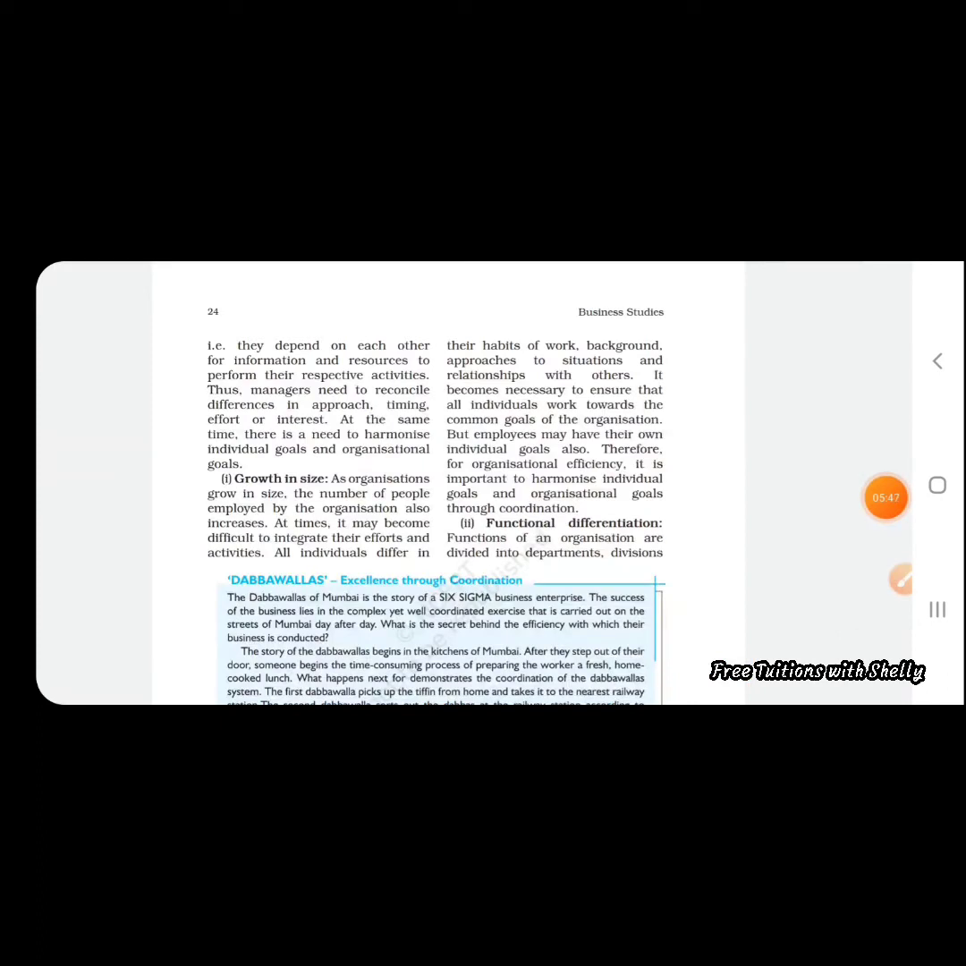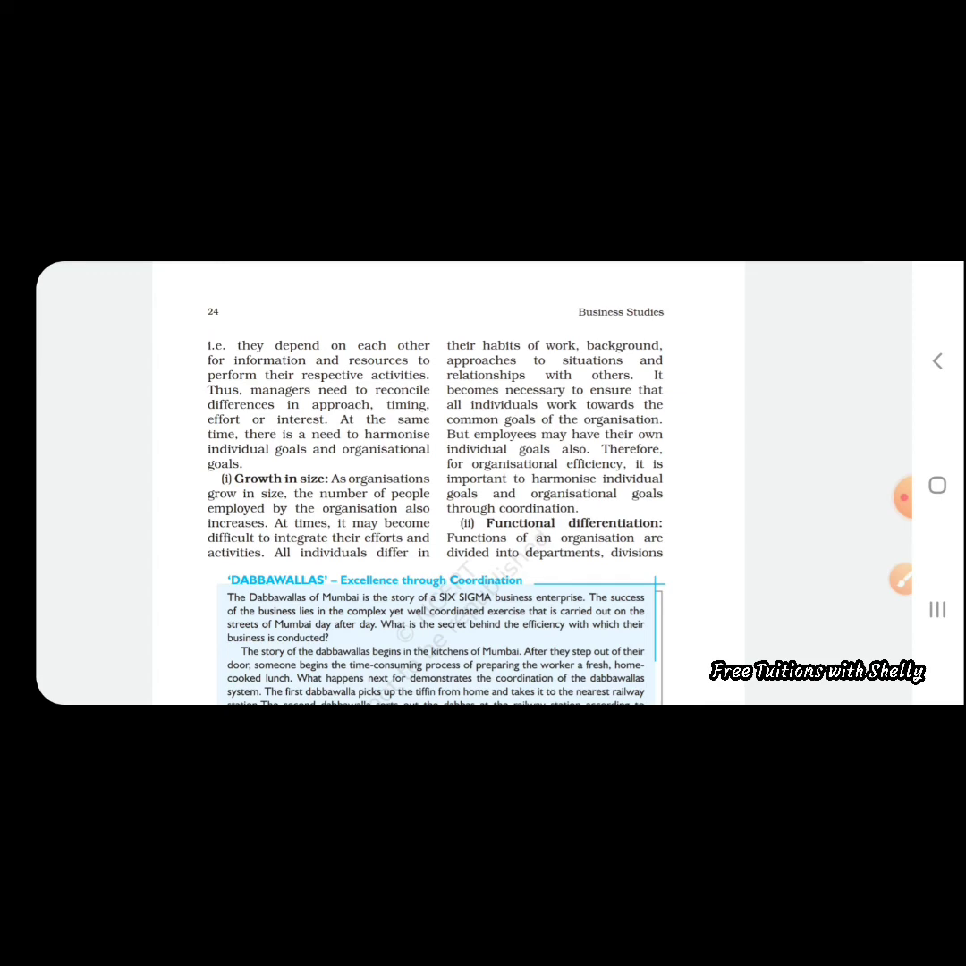So we said that one department is dependent on other department. So there is a need to harmonize these individual goals and organizational goals. The individual goals must be equal to the organization goals, so they need to be harmonized. As our organization grows in size, the number of people also increases, so we need to manage all these people. So coordination is important.